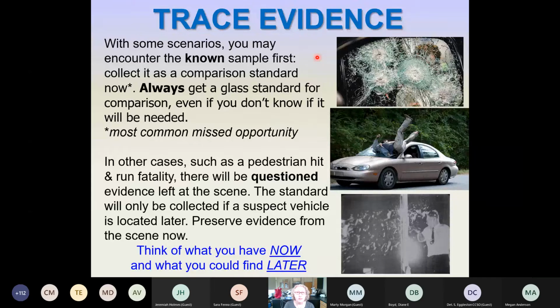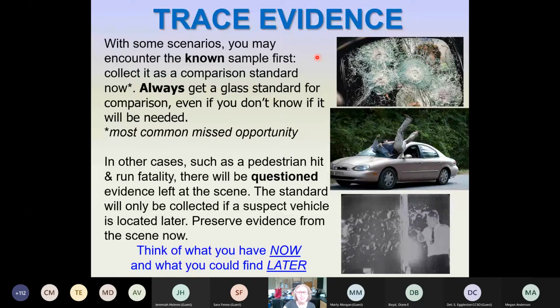In this situation, you don't have a standard yet, and only with that standard from later collection will a comparison be possible. However, if you do have a question sample, we can certainly look at it to see whether it is possibly tempered glass from a side window, mirrored glass. Maybe it's not vehicle glass at all and it really isn't probative in the case. So we can perhaps give you some information that can help guide your searching for a suspect vehicle.